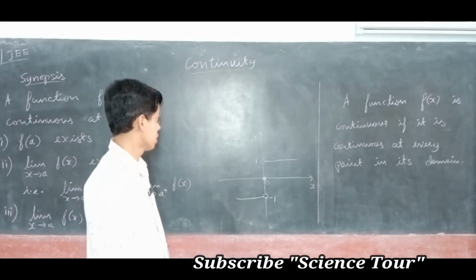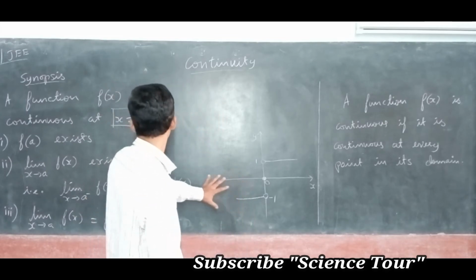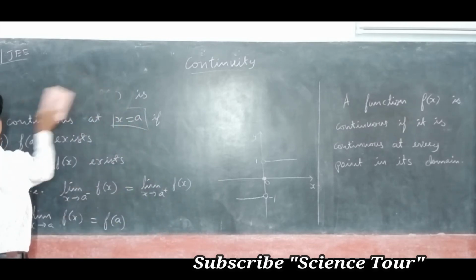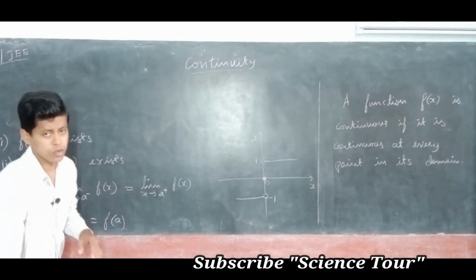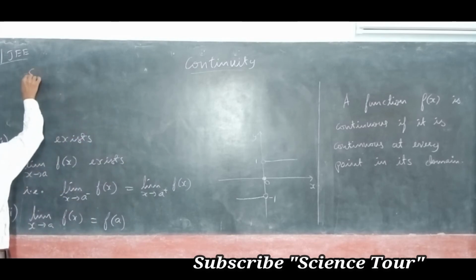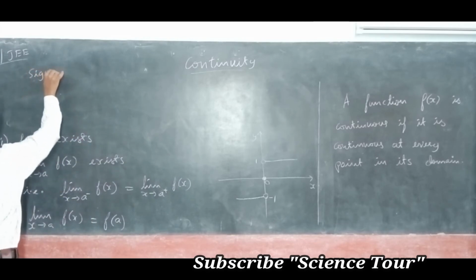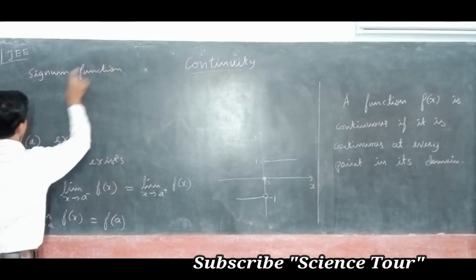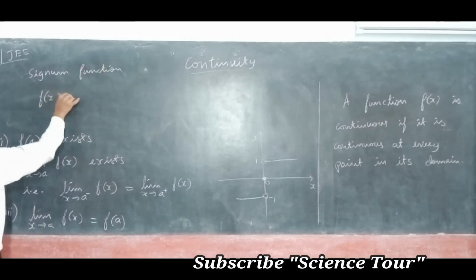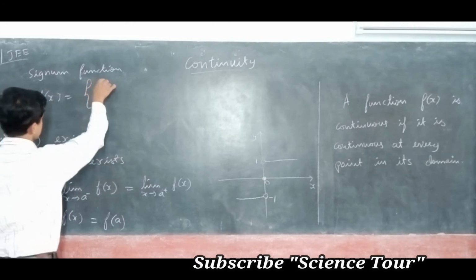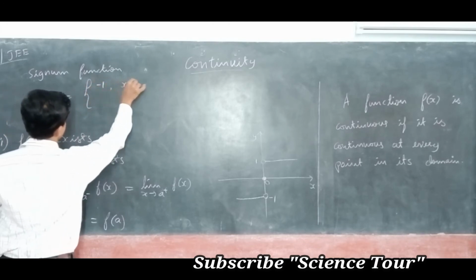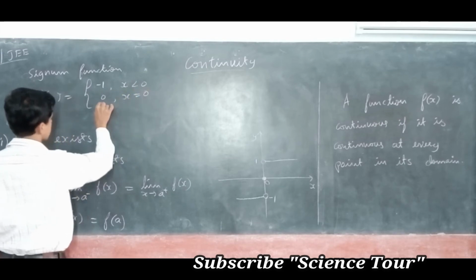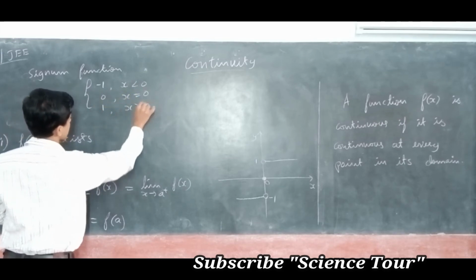All right. So then only it will be a continuous function at x is equal to a. Now let us keep this function in mind, the signum function, and how it is defined. You have f of x is equal to minus 1 if x is less than 0, 0 if x is equal to 0, and 1 if x is greater than 0.